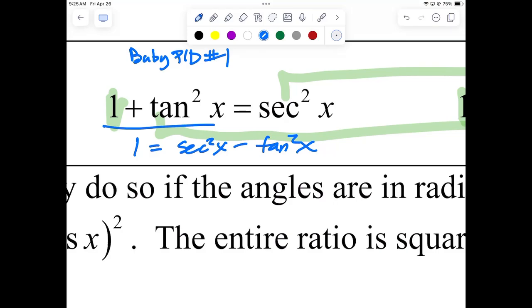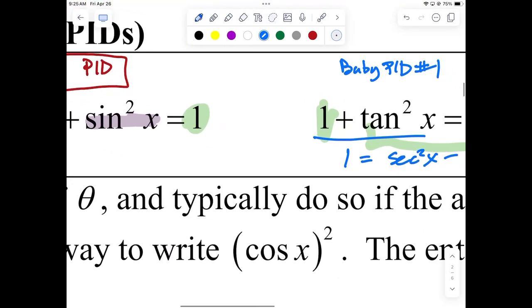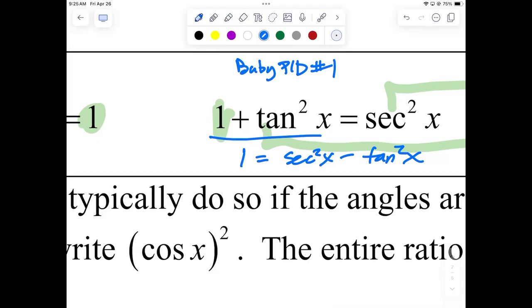What's another name for 1? Cosine squared plus sine squared. True. But what's another name for 1 in terms of secant and tangent? Secant squared minus tangent squared. Woohoo! Do you want to memorize this new identity here? The answer is no. Don't memorize it. Just memorize baby Pid number 1. And if you need to subtract tangent squared from both sides algebraically, go for it. Okay?